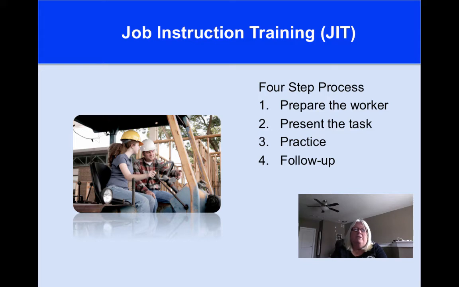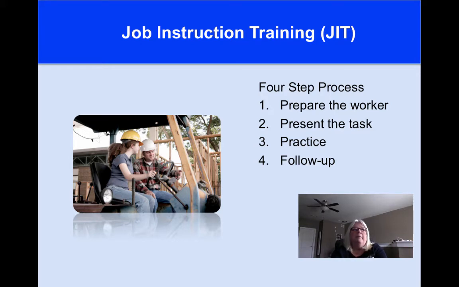So job instruction training goes through a four-step process when we talk about a more formalized approach to on-the-job training. First, we have to prepare the worker. We have to make sure that they feel comfortable and they're motivated. We want to find out what they know. We want to set up the task. So preparing the workers is important because they need to know what to expect in this process of training.